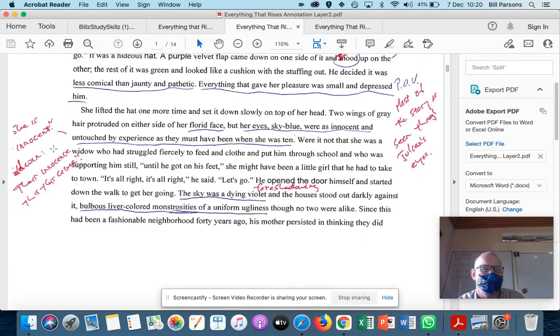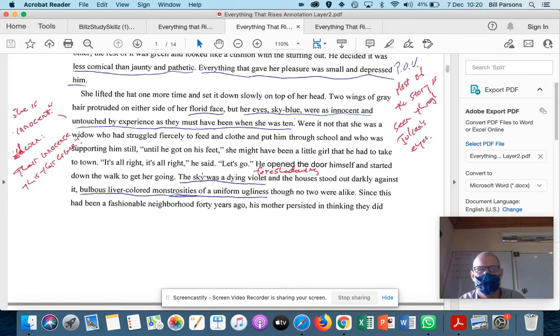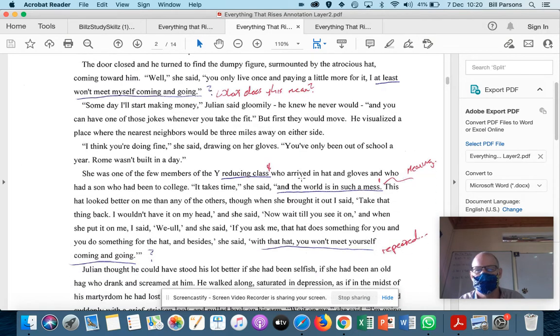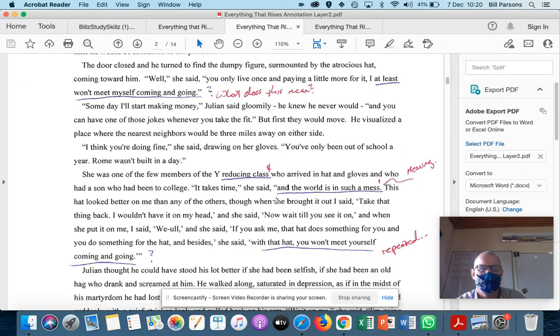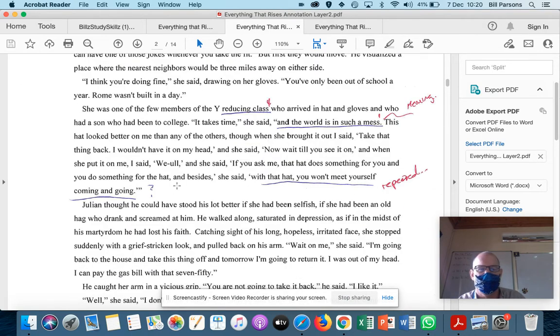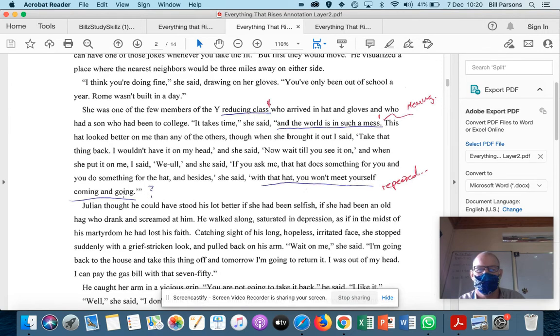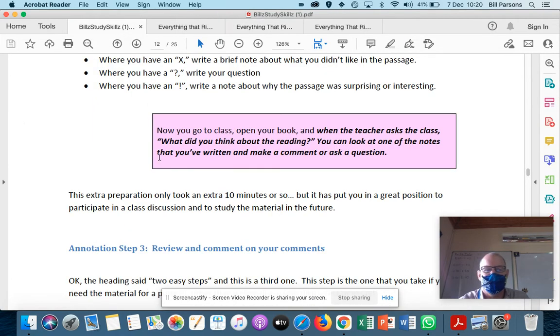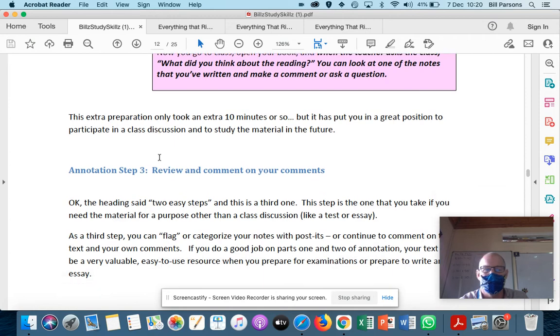I've got in red, you'll see, notes that explained the underlines or the other small marks that I made. This question mark is here, and then I wrote a question out. Now you'll notice I forgot to write a note here, but it's this phrase, "coming and going," and it's here too. I just wasn't sure what that meant. So that's layer two.